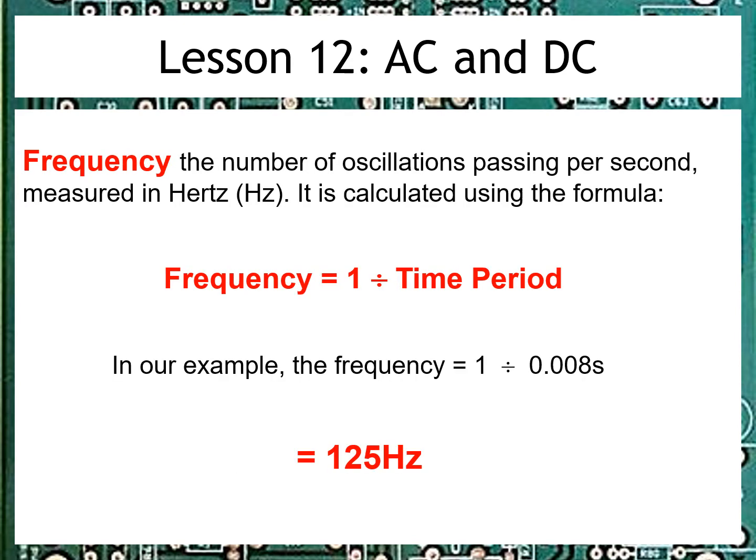We already know the word frequency means the number of oscillations or cycles per second. In fact, it can also be calculated by using the formula frequency is 1 divided by time period. The two are related. So in our example, the frequency would equal 1 divided by 0.008 seconds, or 125 Hertz. So that means we have 125 cycles per second.